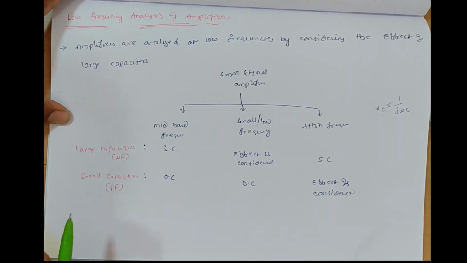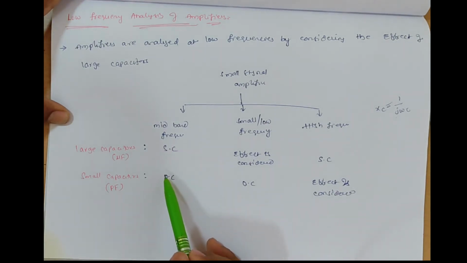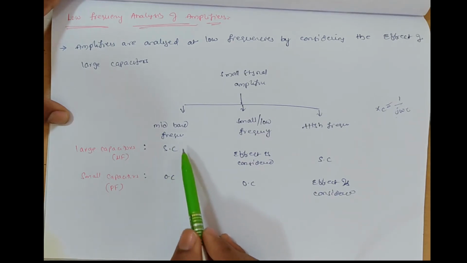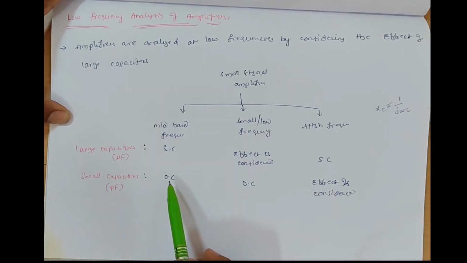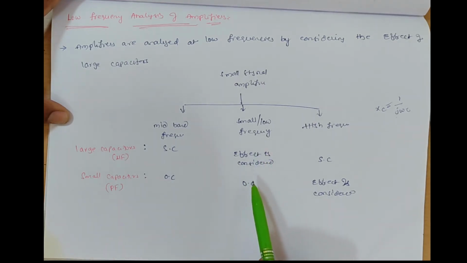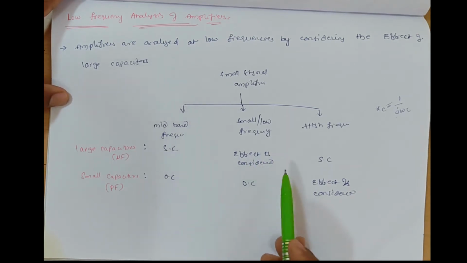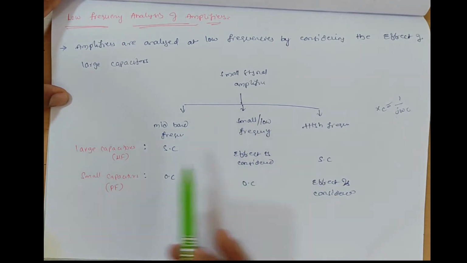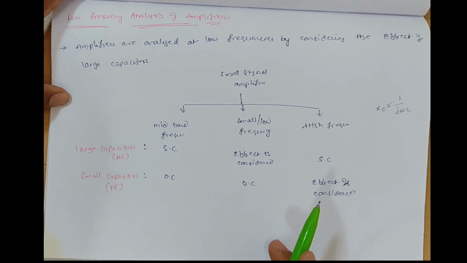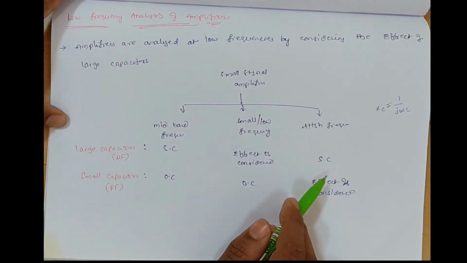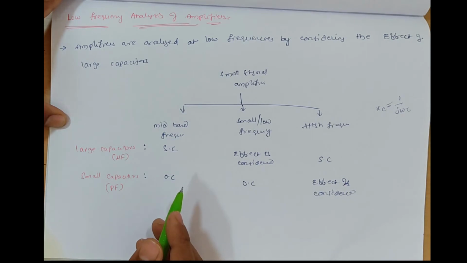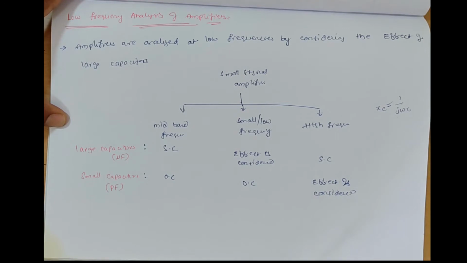So till now we analyzed the small signal amplifiers at mid frequencies. And now we are going to analyze the amplifiers at low frequencies. In this case, we need to consider the effect of the large capacitors. We are not considering them as short circuited. Here, the small capacitors will offer very high reactance at low frequency.